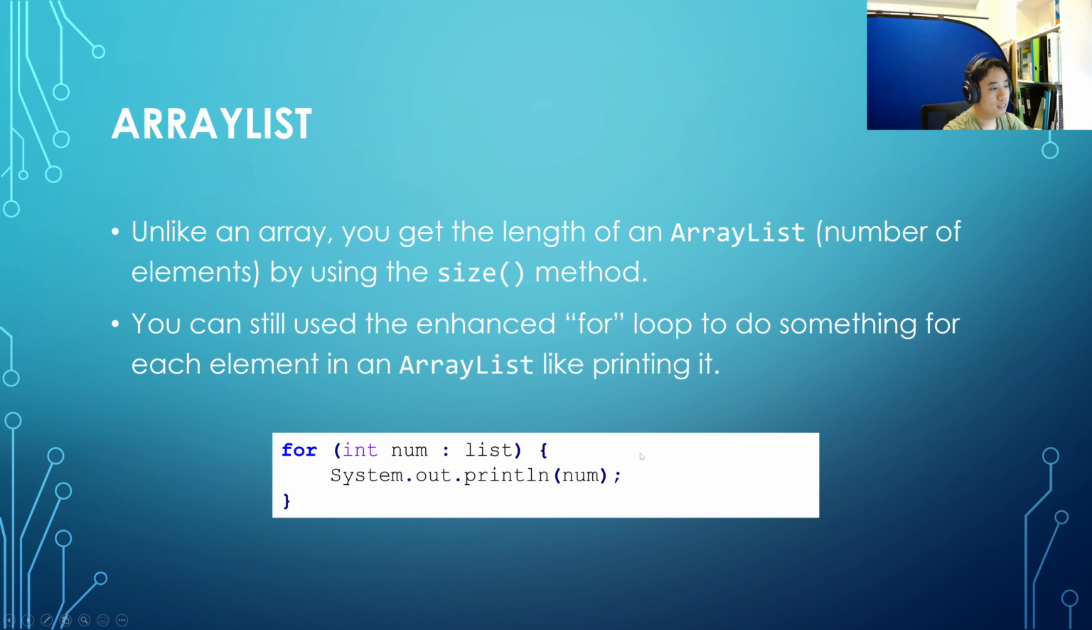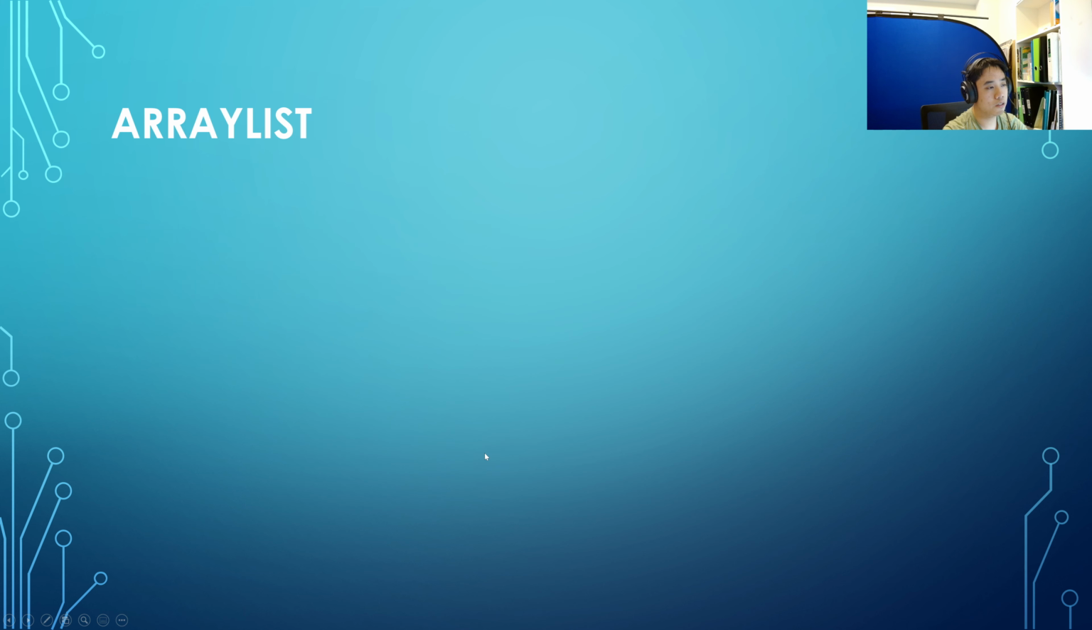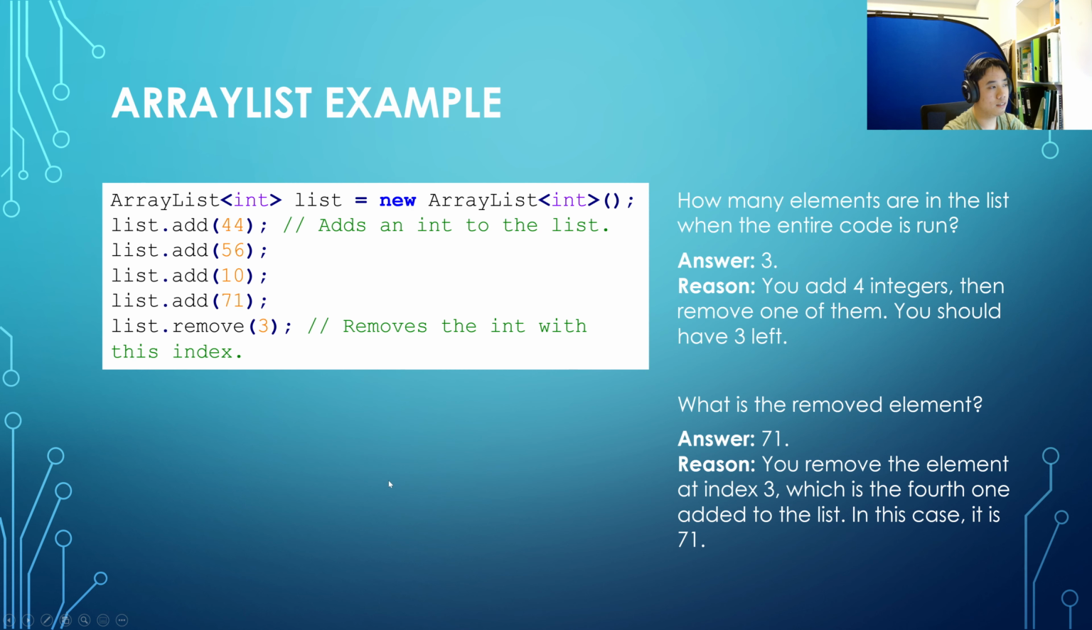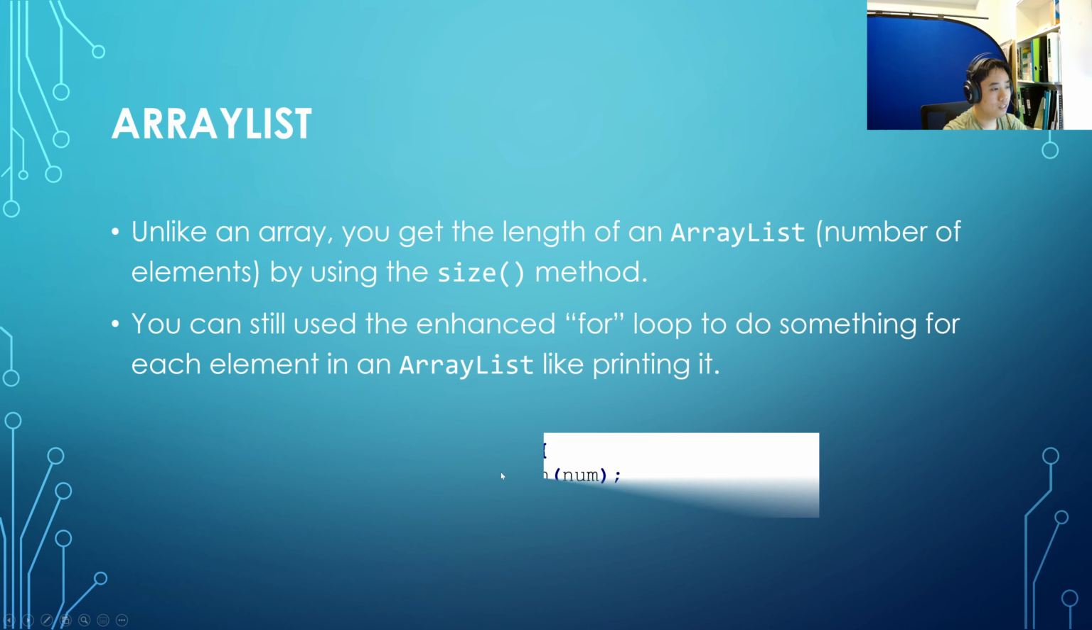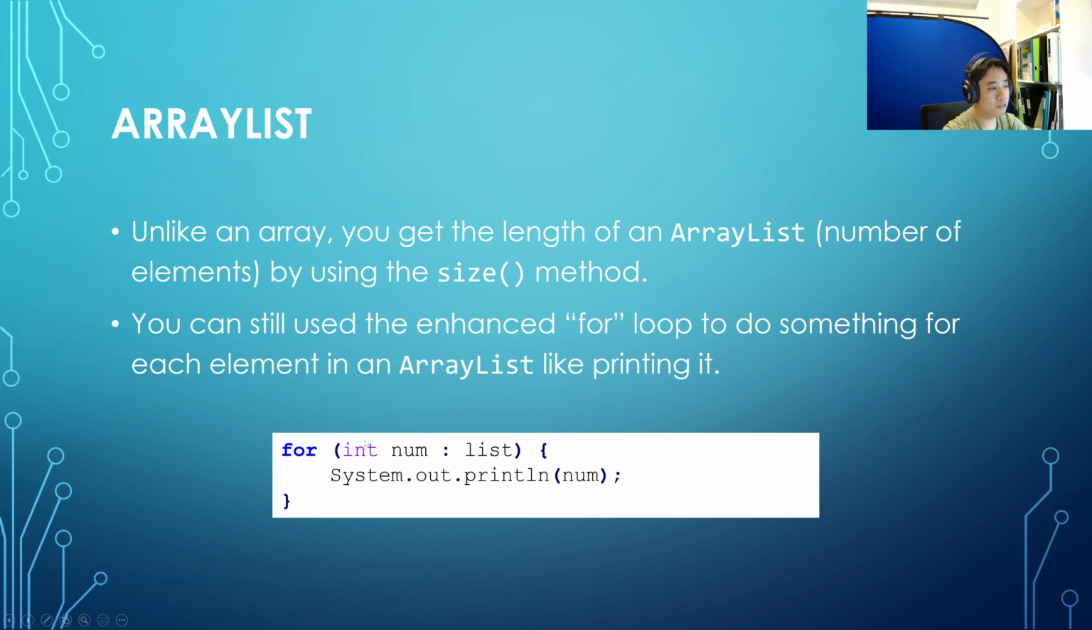For example, the list from the last slide is a list of integers. So I have to use an integer variable to represent each element. So think of num as each element, okay? And right here, I'm just gonna print each number in a single line. That's it. Any questions so far?